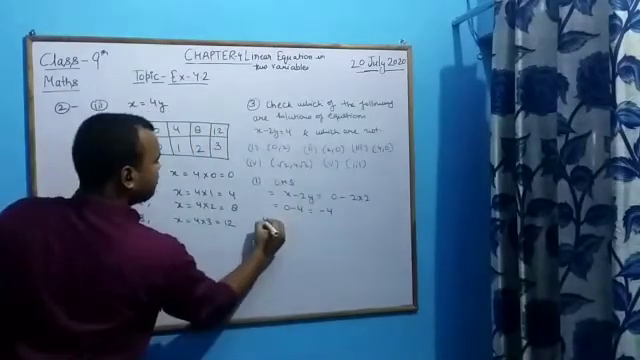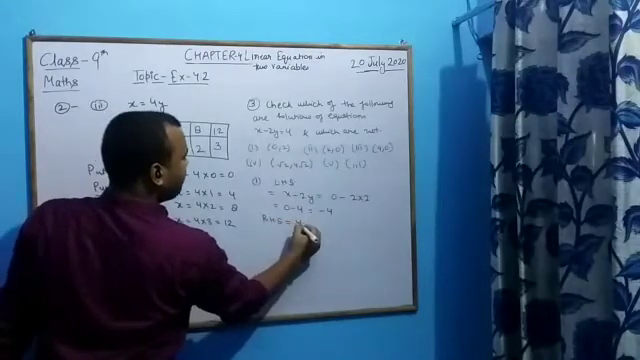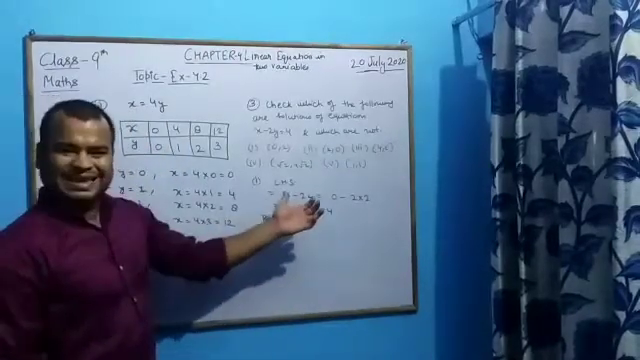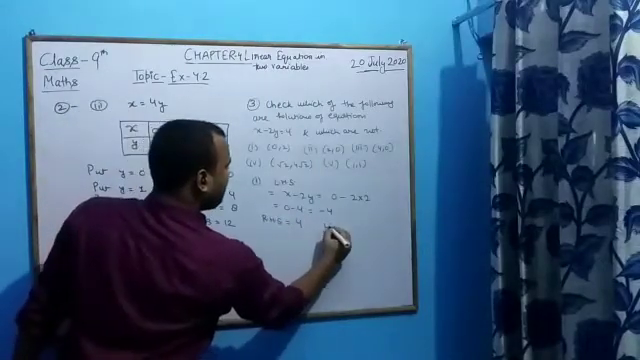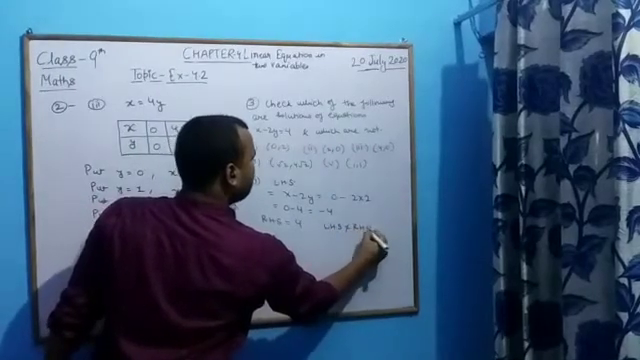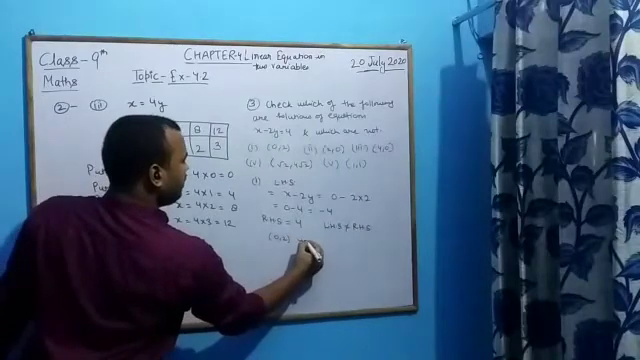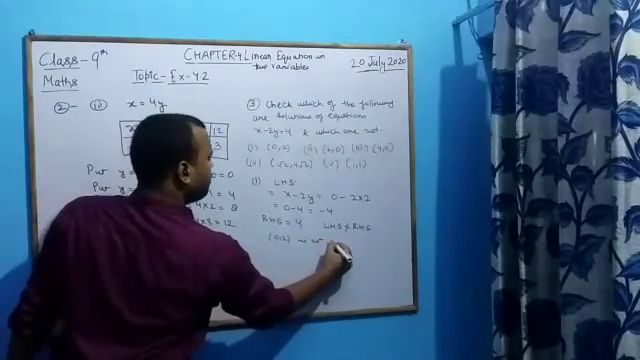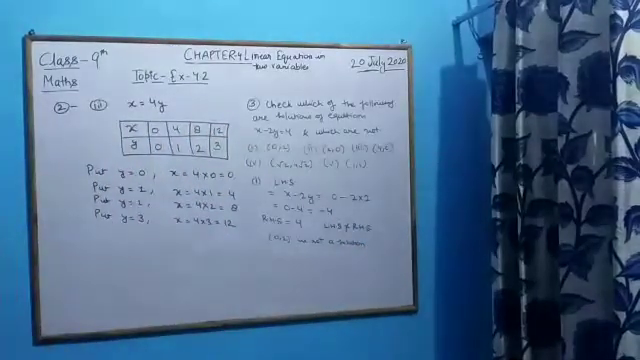Now let us find out right hand side. What is right hand side? Right hand side is 4. Are both the same? No. Minus 4 is not equal to 4. So we can write left hand side is not equal to right hand side. So 0 comma 2 is not a solution.